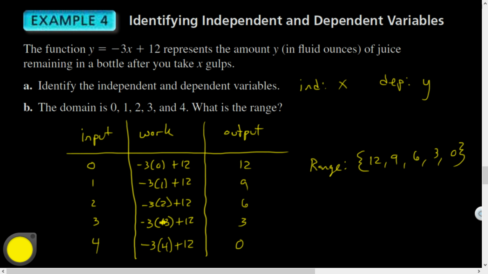All right, so we talked today about functions and relations, about domain and range, and independent and dependent variables.